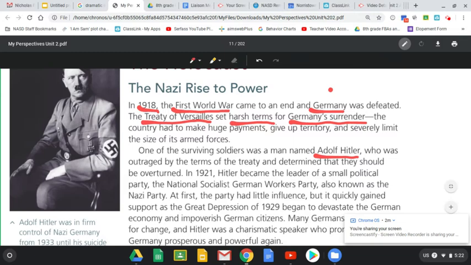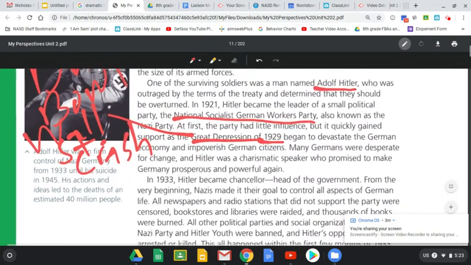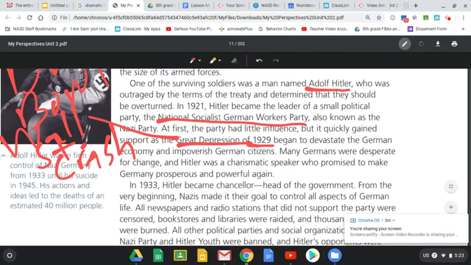In 1921, Hitler became the leader of a small political party, the National Socialist German Workers' Party, also known as the Nazi Party. Right? That's what Nazi stands for. At first, the party had little influence, but it quickly gained support as the Great Depression of 1929, right? In America, that included stuff like the Dust Bowl. It included the Wall Street crash. Wall Street crash. That was 1929. Began to devastate the German economy and impoverish German citizens. Impoverish means to make poor. Many Germans were desperate for change, and Hitler was a charismatic speaker who promised to make Germany prosperous and powerful again. I feel like I've heard that language before.